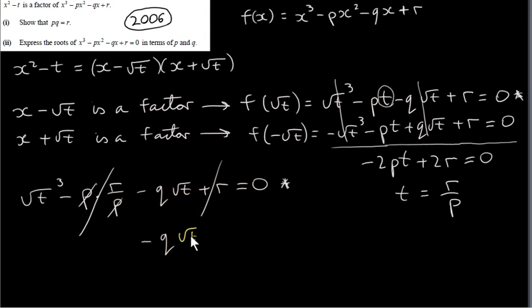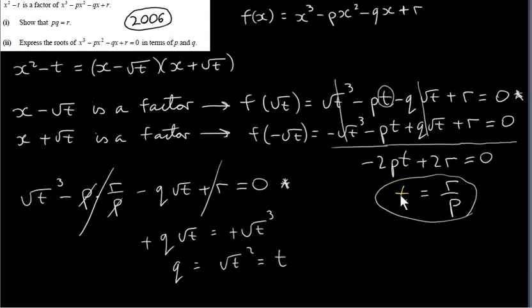Minus q root t equals minus root t cubed. And we change the signs here, so we have q. Root t cubed divided by root t is root t squared. But root t squared is just t. So we see that q is actually equal to t. So we can go back to this and replace t with q. So we get q equals r over p, from which we get r equals pq. That's what we have to show.